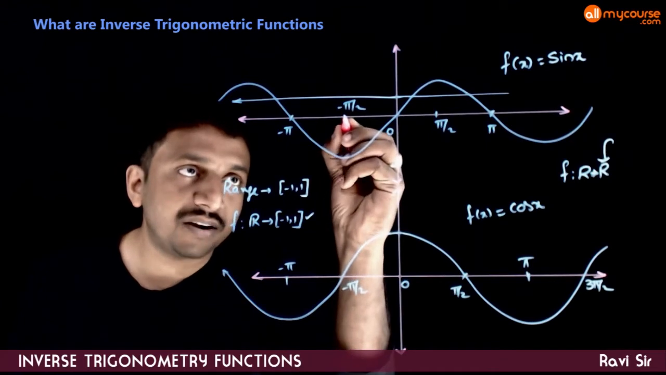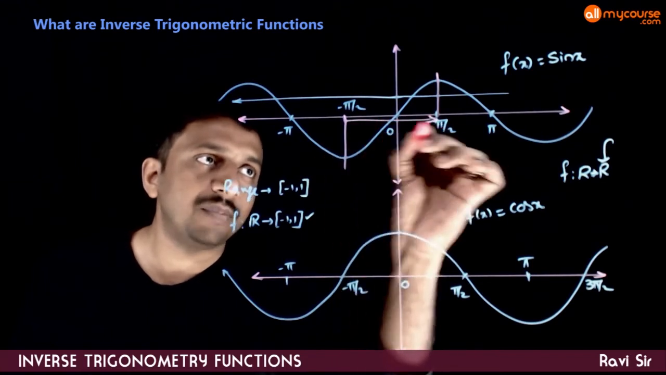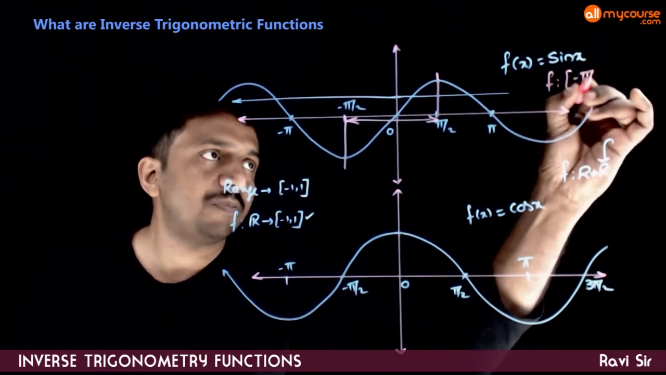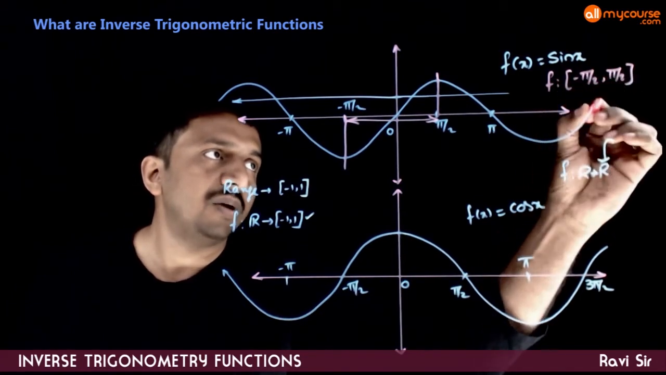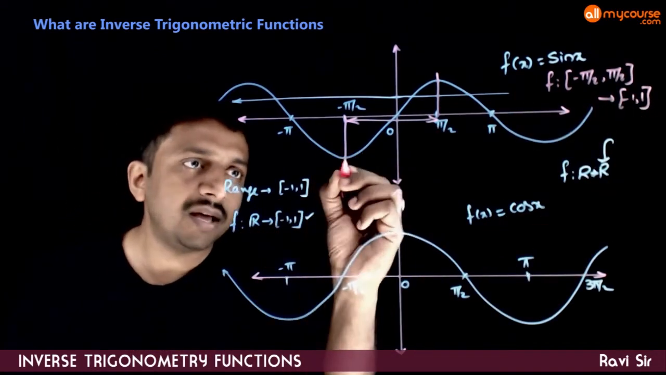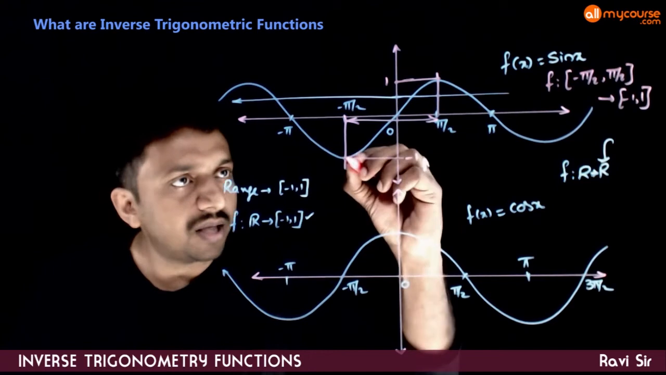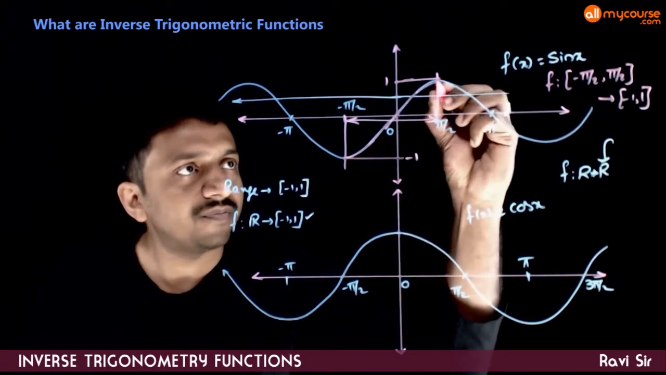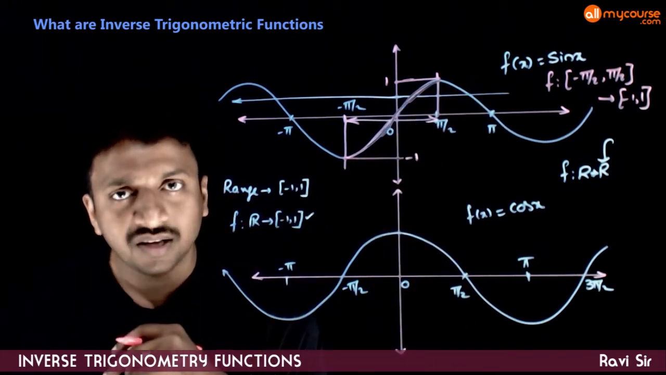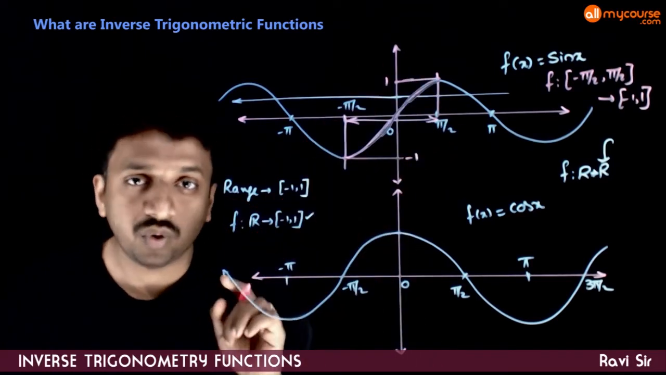The restriction for the function sin x is minus pi by 2 to pi by 2. So I'll restrict the domain to minus pi by 2 to pi by 2 and the codomain to minus 1 to 1. Within this domain and within this range minus 1 to 1, you have only this part of the graph. This part of the graph is a 1-1 onto function, hence this is a bijective function. So only for this part of the graph we define the inverse function.